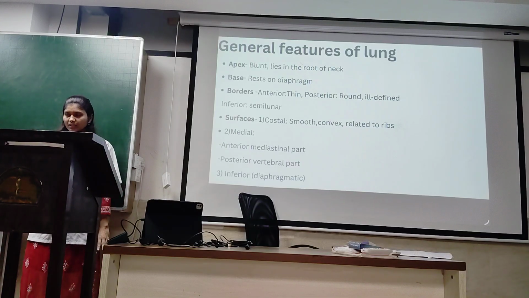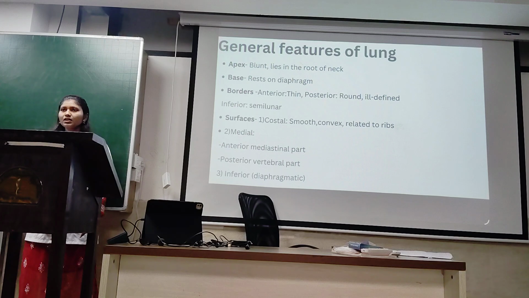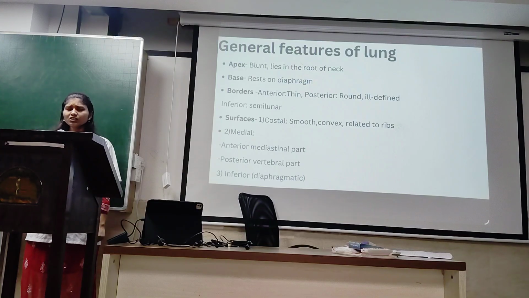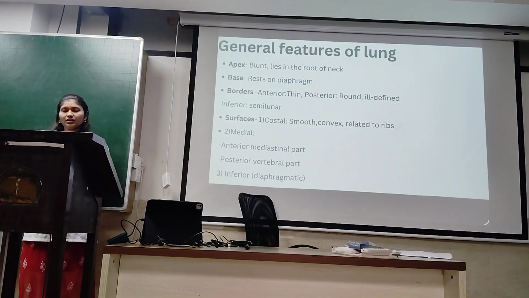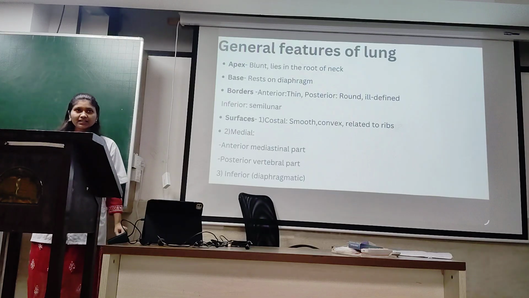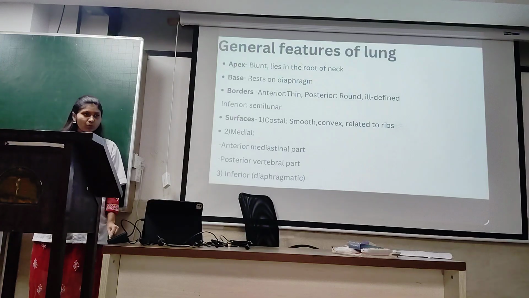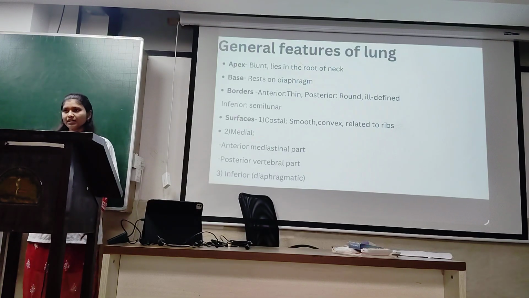For the borders, we have three borders: the anterior, posterior, and inferior border. The anterior border is thinner, and it is vertical on the right side, and it has a wide cardiac notch on the left side. The posterior border, which is thicker and ill-defined, extends from the C7 vertebral level to the T10 vertebral level. The inferior border separates the base from the costal and medial surface.